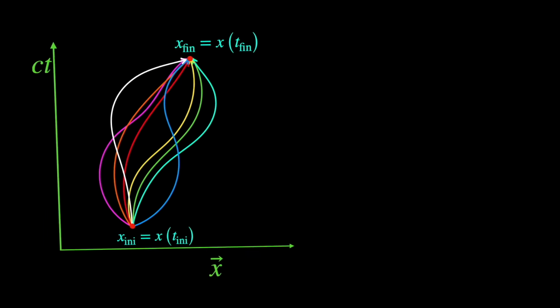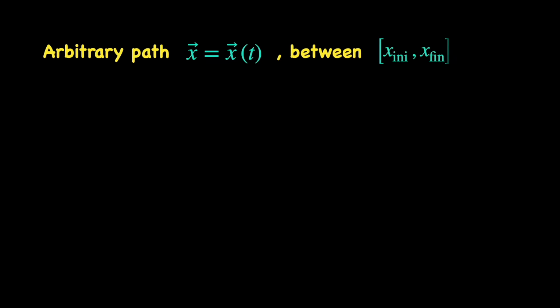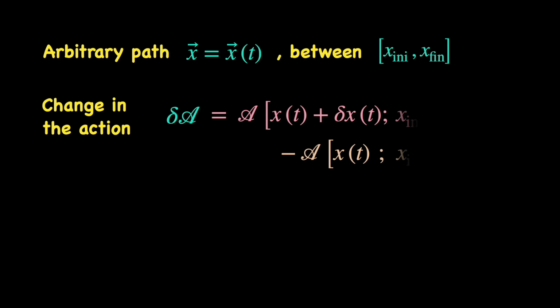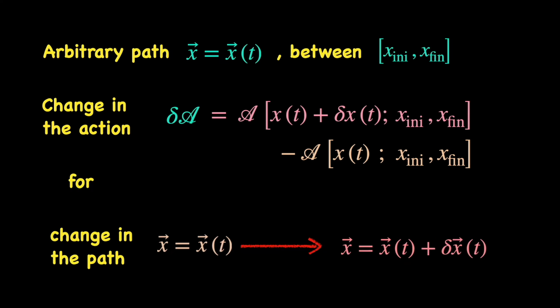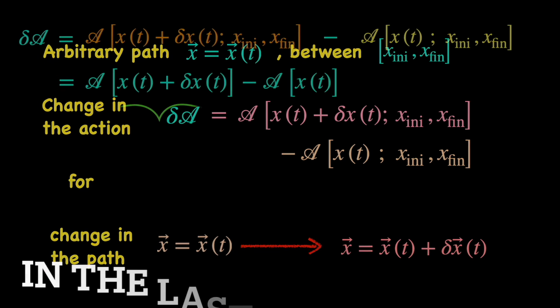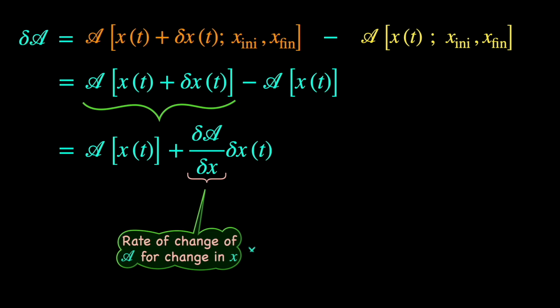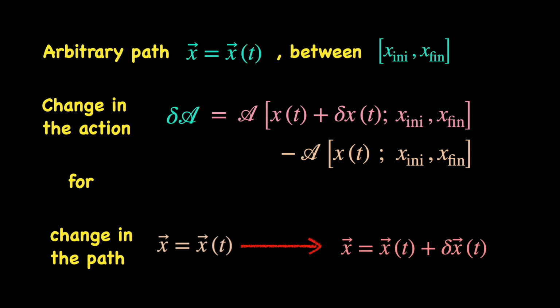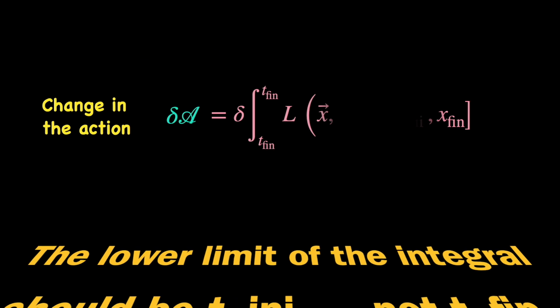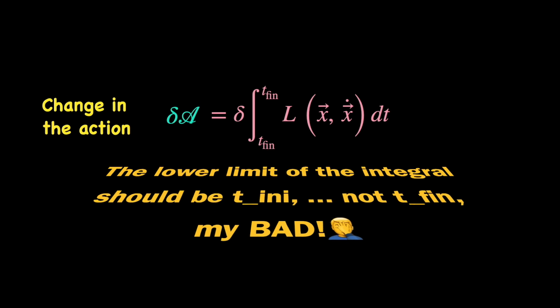The idea here is to not go for any specific function x of t, but keep it completely generic, and of course between the given pair of initial and final event points. Calculus provides us a way to calculate the change in the action delta A for infinitesimal change in this generic path from x of t to x of t plus delta x of t, being the change of the path. We did this in the last video without specifying what the action functional looks like. But this time, let's do it with the action written as a time integral over the Lagrangian, which itself is a function of x and x dot.